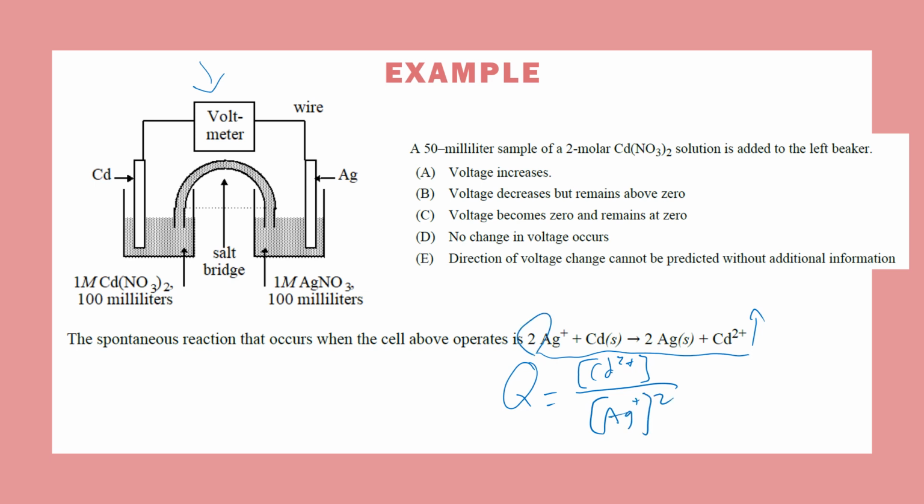Normally that would be 1, but now I am increasing the top, so making Q larger than K because it's greater than 1. And when Q is too big, I need to make it smaller to reach equilibrium, so it will shift in the reverse direction to reach equilibrium. So voltage will decrease until equilibrium is reached again. It does not become zero and remain zero. It definitely changes because you're changing the concentration. So yeah, it's got to be B.